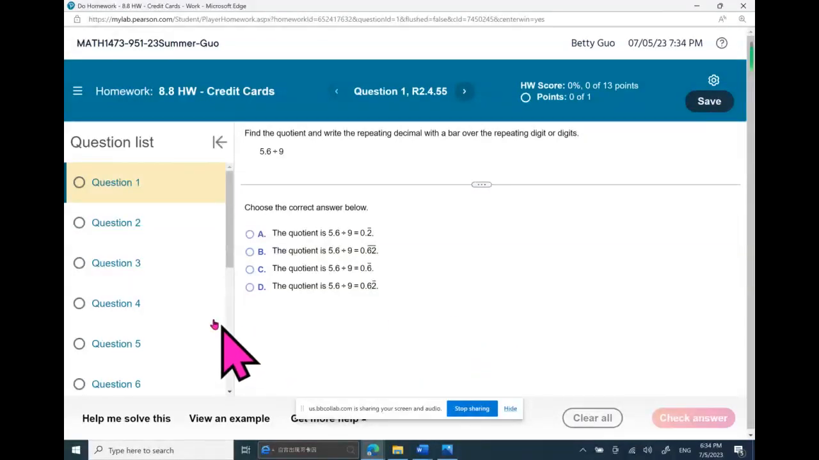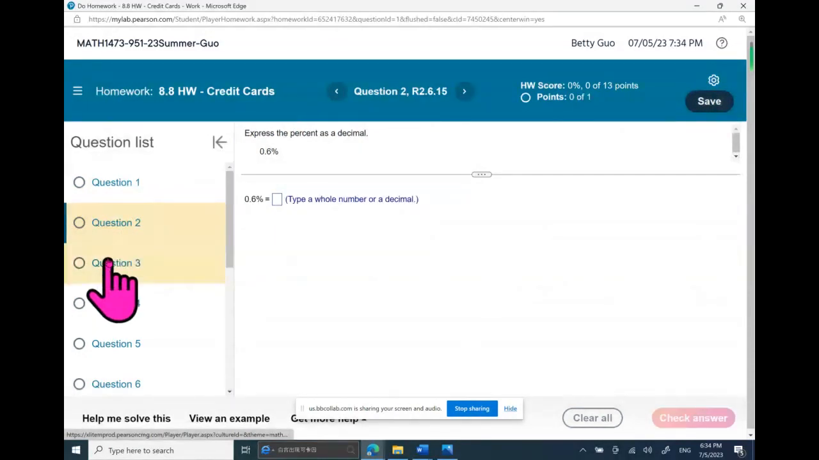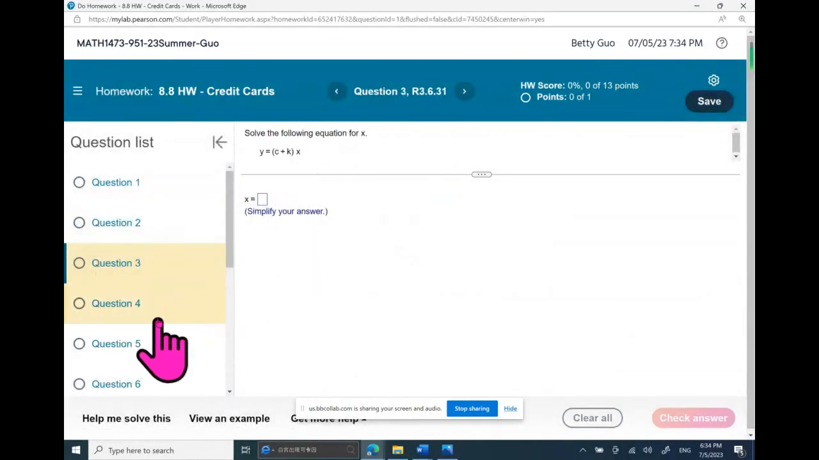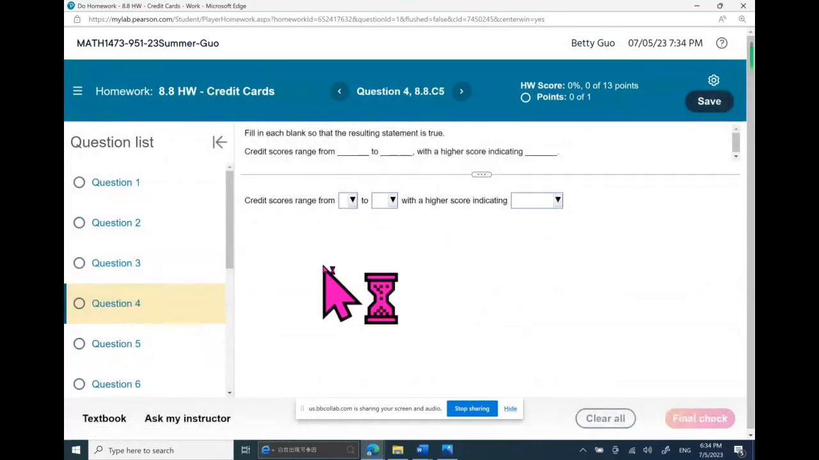The first problem is about the calculation. We skip that, skip that. I see this in every section in this chapter. And okay, let's start from here.